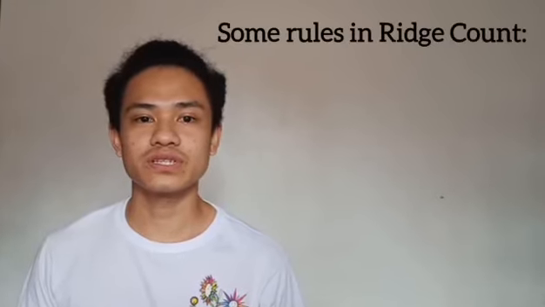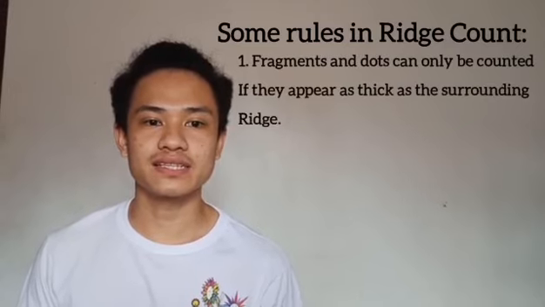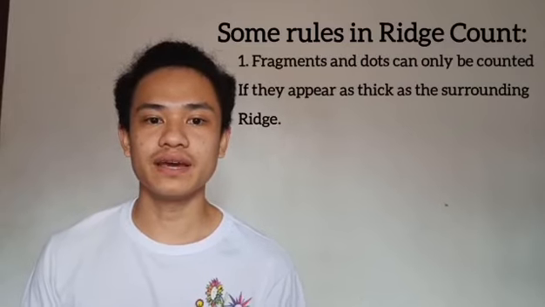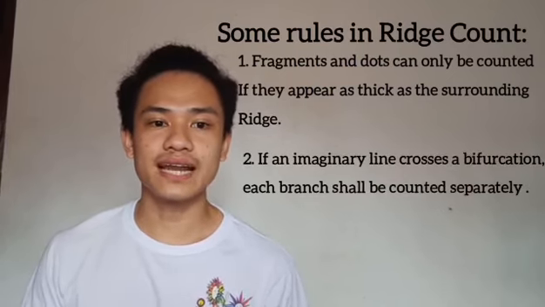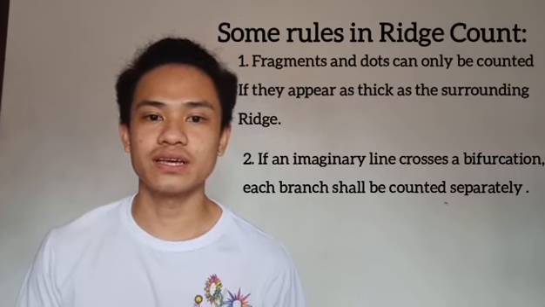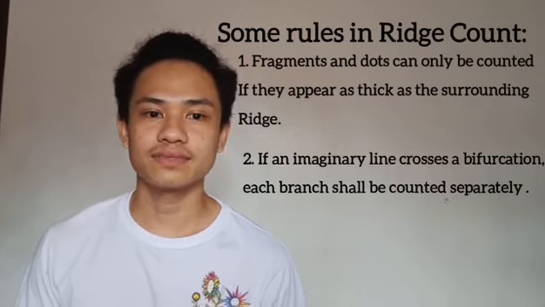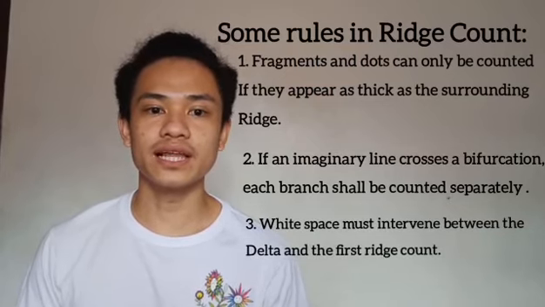Here are some rules in the ridge count. Number 1. Fragments and dots can only be counted if they appear as a tip, as the surrounding ridge. Number 2. If an imaginary line crosses a bifurcation, each branch shall be counted separately. Number 3. White space must intervene between the delta and the first ridge count.